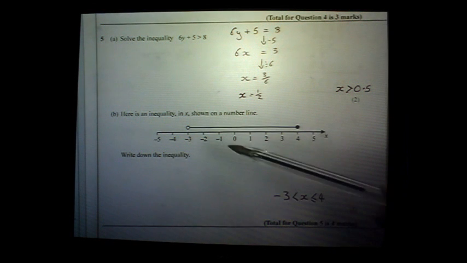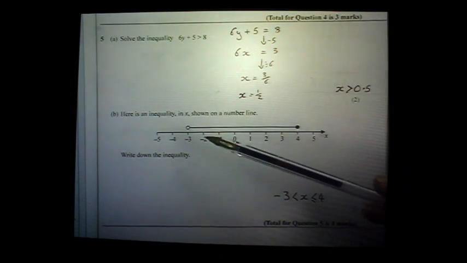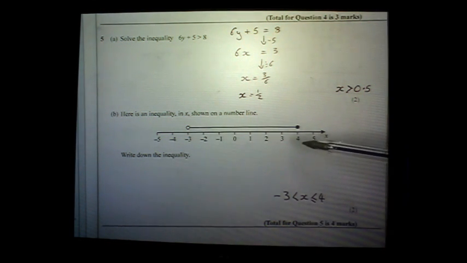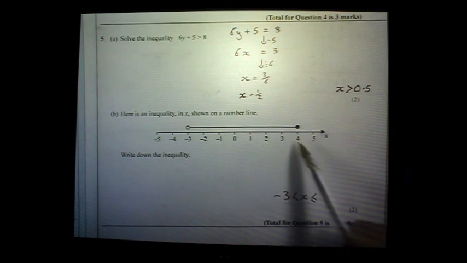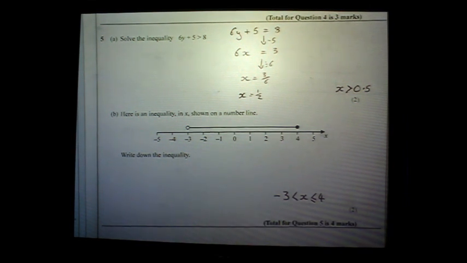Write down the inequality. Well, x is greater than minus 3, but less than or equal to minus 4. So there you go. I've got the equal sign for this one because it could be equal to it, and it's not for that one because it can't be equal to it. Question 6.